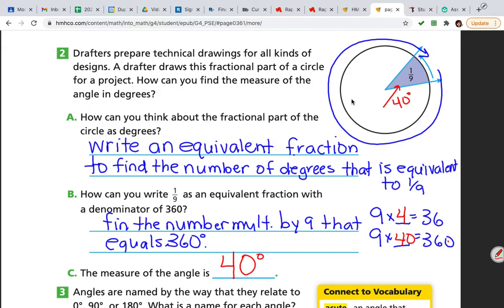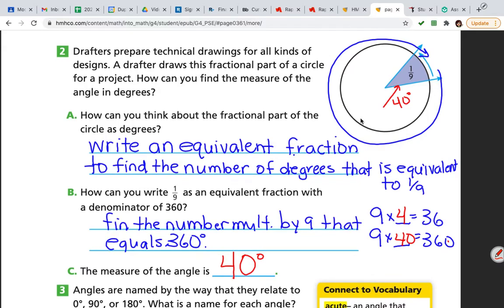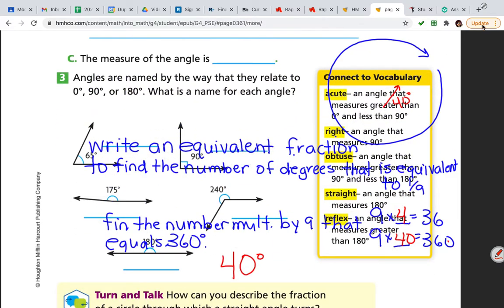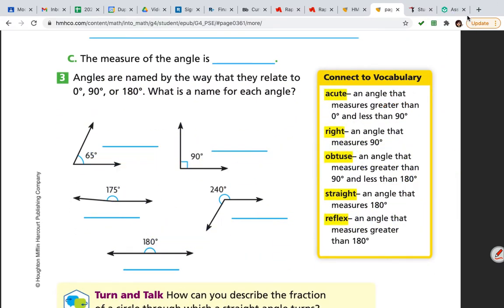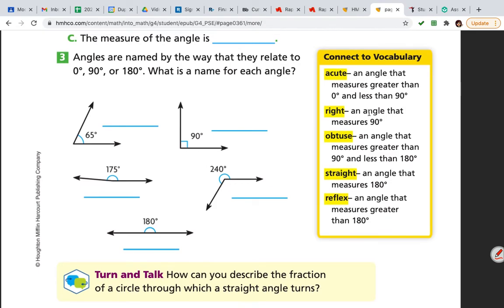Okay, let's look at the bottom. We're going to talk about different types of angles, and I have used this vocabulary in other videos. You should be familiar with these types of angles. You would have learned them in 3rd grade. An acute angle is an angle that measures greater than 0 and less than 90 degrees. So I'm going to draw a little picture of an acute angle. It's less than 90 degrees. It's small.